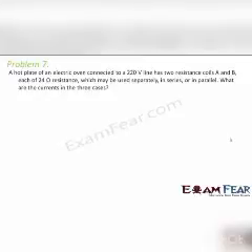It says a hot plate of an electric oven connected to a 220 volt line has 2 resistance coils A and B, each of 24 ohm resistance. So there are 2 resistances A and B, each of 24 ohms. They may be used separately, in series, or in parallel. So what are the currents in the 3 cases?